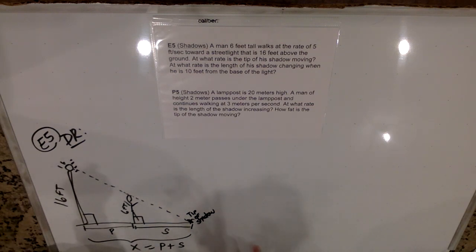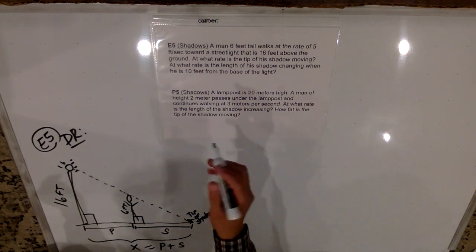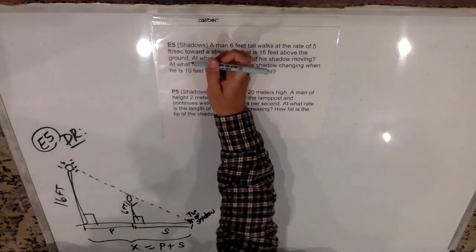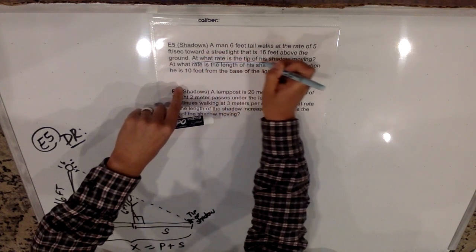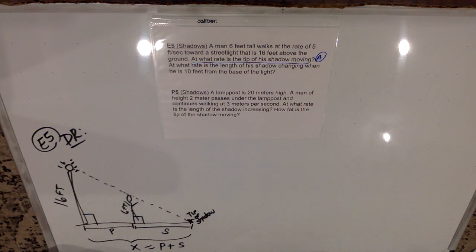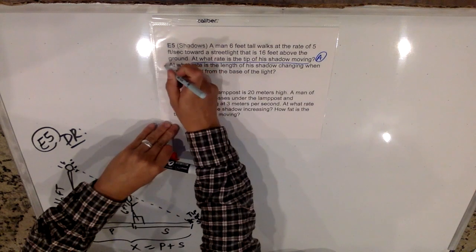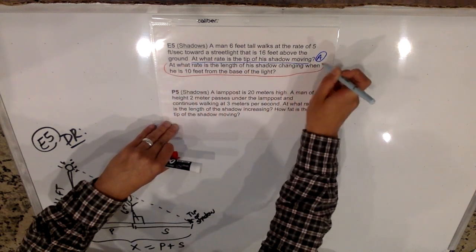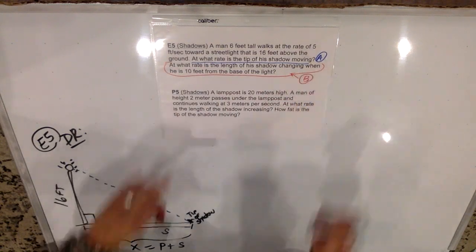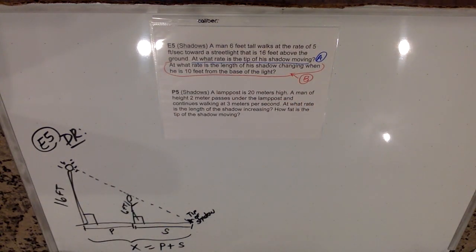Cool. So, at what rate is the tip of his shadow moving? Okay, so let's call that question A. Let's say that there are two questions here, because there are. So I'm going to call "at what rate is the tip of his shadow moving?" question A. And the second question, at what rate is the length of his shadow changing when he's 10 feet from the base? We're going to call that B. So we actually have two problems here. We should do one at a time.